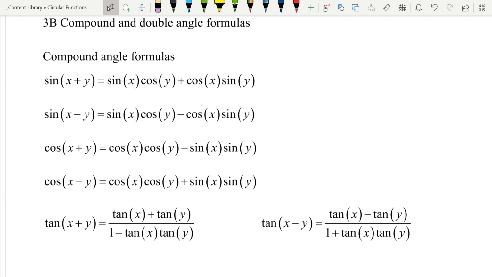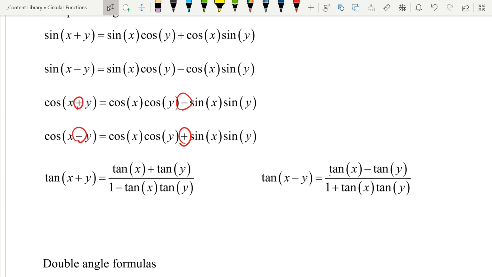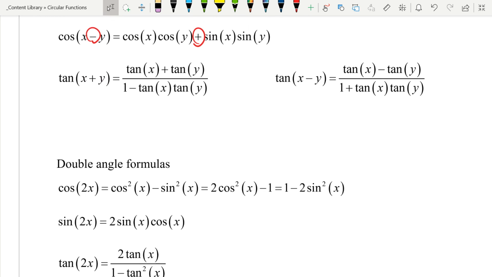Sine is sine cos plus cos sine, and the minus is the same way, but put the minus. But cosine is the reverse way. If you plus them, you have the minus in between. If you minus them, you have the plus in between. And tangent is the one really hard to remember. If you can't remember, it's on the formula sheet. I don't think it's a big problem. You just need to know how to use them.